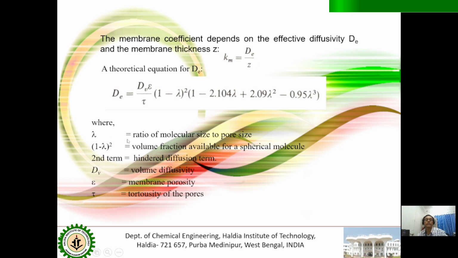As you know, lambda is the ratio of molecular size to pore size, and (1 - λ)² is the volume fraction available for a spherical molecule. And the second term here represents the hindered diffusion term. Dv is the volume diffusivity, epsilon is the membrane porosity, and tau is the tortuosity of the pores. So from here we can estimate the membrane coefficient Km.